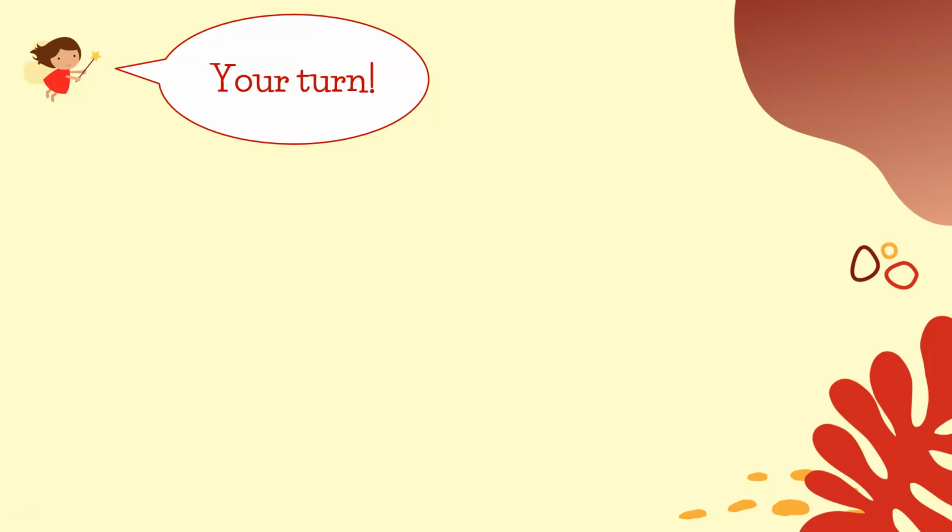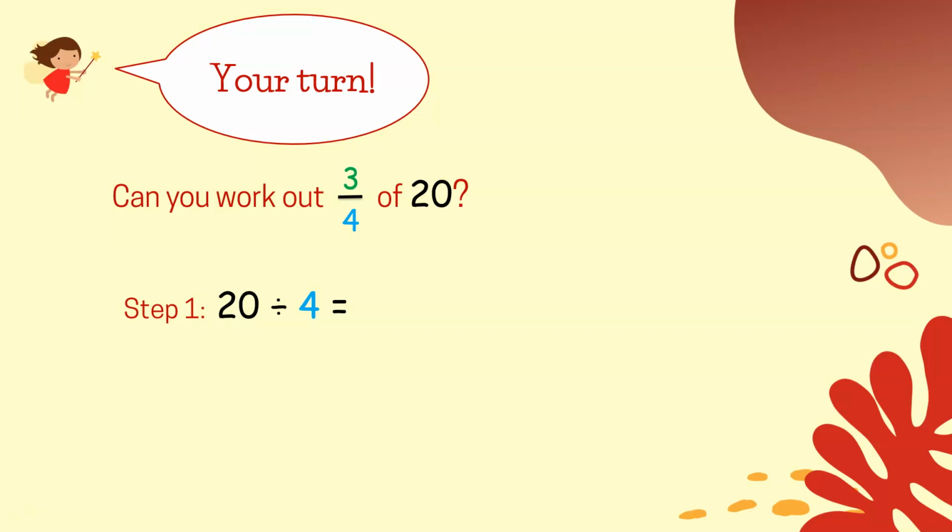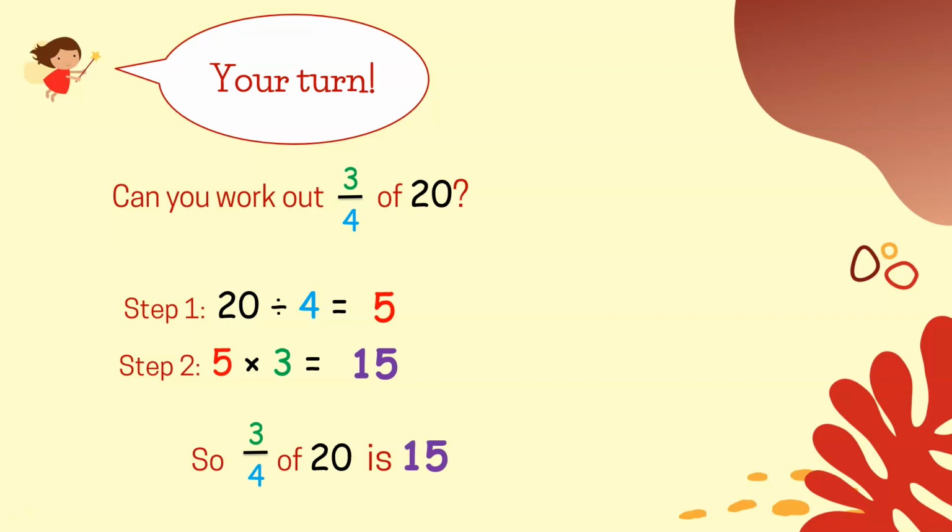Okay, now it's your turn. Can you work out 3/4 of 20? Remember the 2-step process. Step 1, 20 divided by 4 is... Brilliant, it's 5. Now to work out 3/4, we've got to multiply this result by 3. 5 times 3 is 15. So 3/4 of 20 is 15. Awesome work.